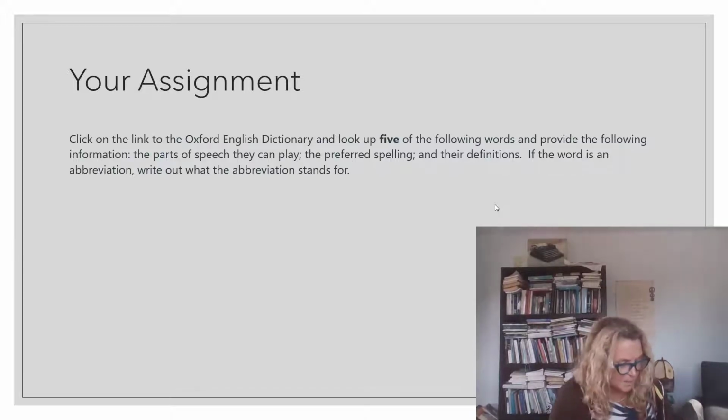All right? It's going to be really useful, you guys, to learn how to use the dictionary, because not only do you need to use it when you're actively reading in this class, so look up words you don't know, it's also something you can use when you're proofreading your essays before you turn them in.